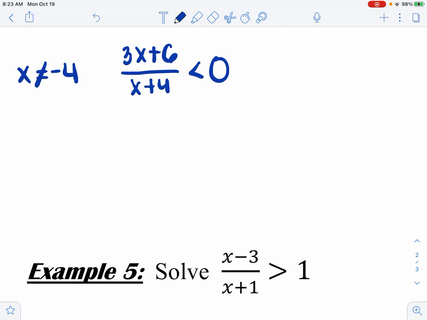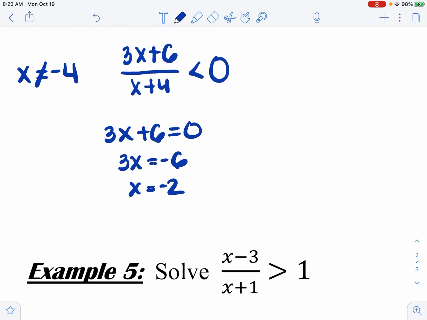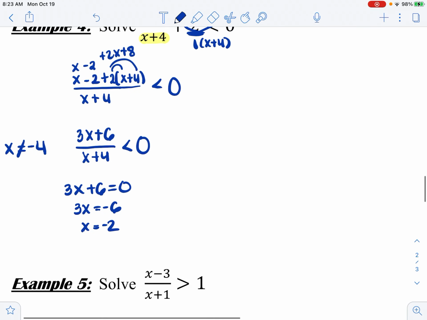Are there any restrictions on your domain? X cannot be -4, all right, because my denominator cannot be 0. Then I'm going to pretend it's an equation, and I'm going to say, okay, I have to solve this. In order for a fraction to be equal to 0, the numerator has to be equal to 0, so then I'm going to do 3x plus 6 equals 0. Subtract 6 from both sides. 3x equals -6. Divide by 3. X equals -2. Put -2 and -4 on a number line.